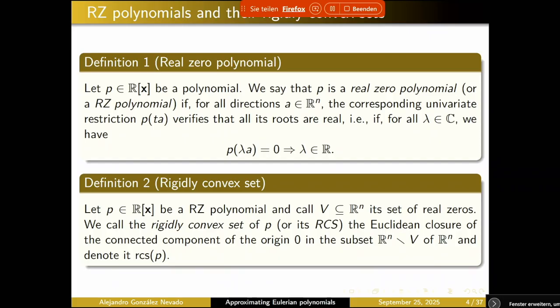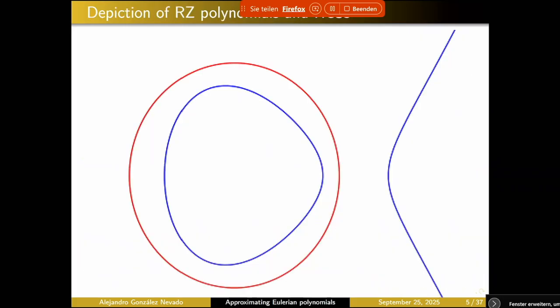Maybe you have not heard about real zero polynomials, but maybe you know about hyperbolic polynomials. If you do optimization, you know what they are. They are the projective version of real zero polynomials. You can transform from one environment to the other. This is the affine version. We use the affine version here because it is easier to visualize. Okay? So now let's see a picture of these two concepts.